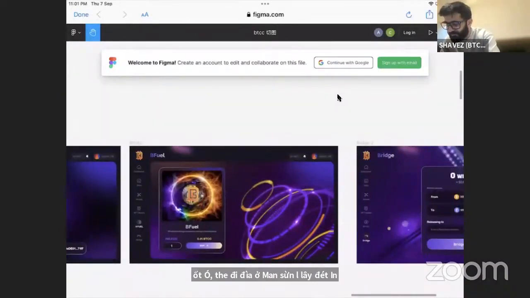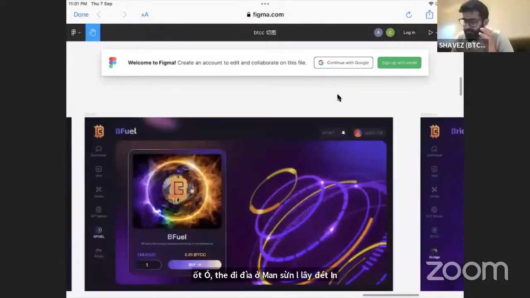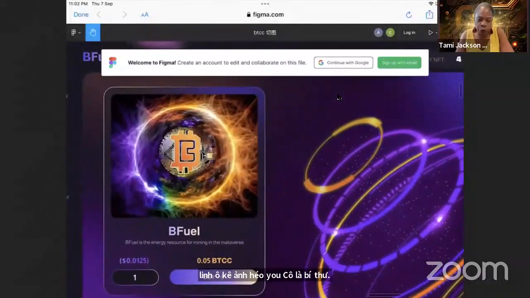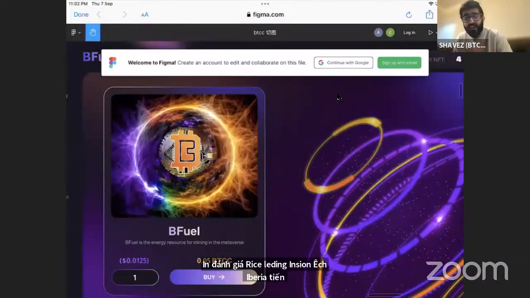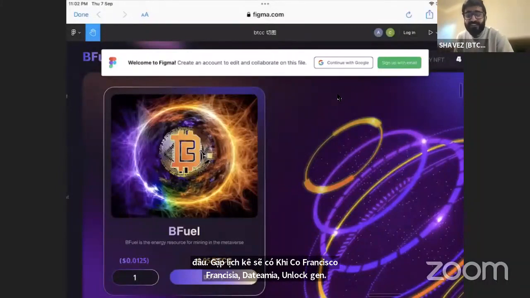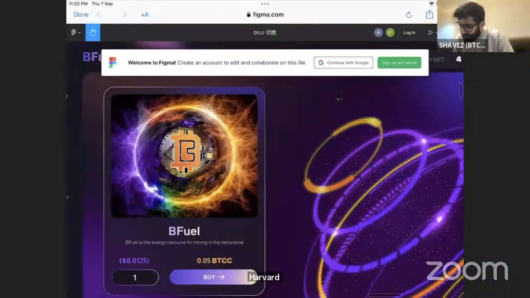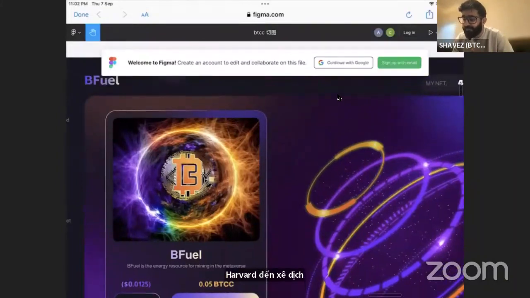The B fuel. So, ooh. In the dApp, it will rotate, right? Like an engine. It's electricity. It's, I believe, the first ever replication of eco-friendly electricity that we built on blockchain. This is power. This is the energy. So here you will be able to buy B fuel.